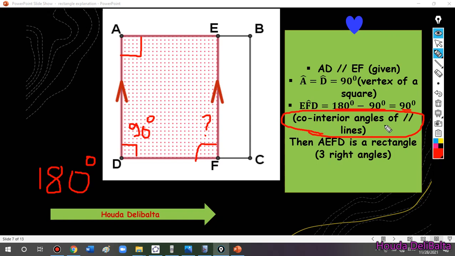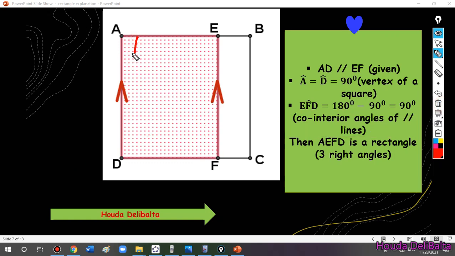So co-interior angles of parallel lines are supplementary, then the sum of their angles is 180. Since D is 90, then what remains for F is also 90. And by this, I proved that A, D, and EFD are right, and thus AEFD is a rectangle by the idea of 3 right angles.